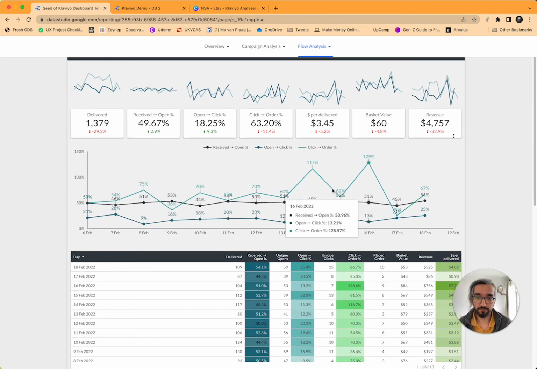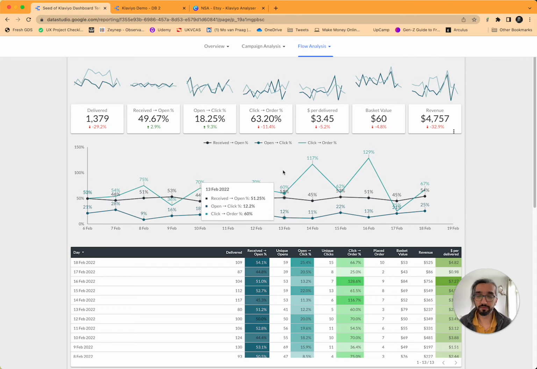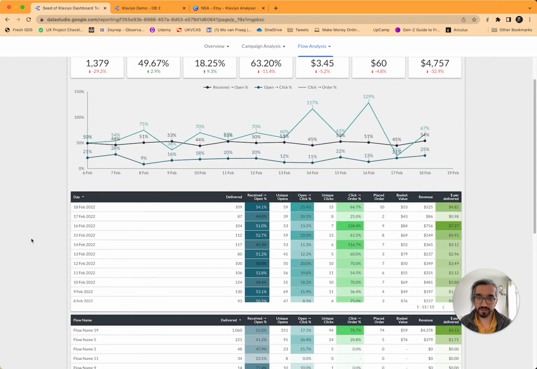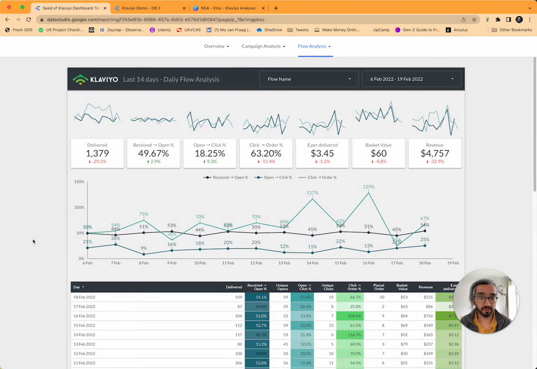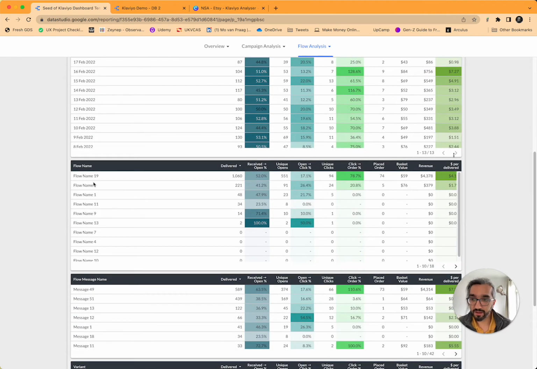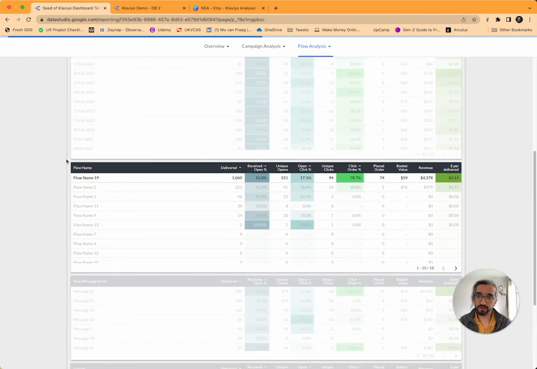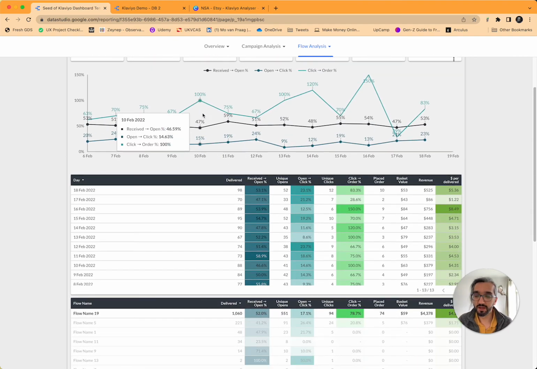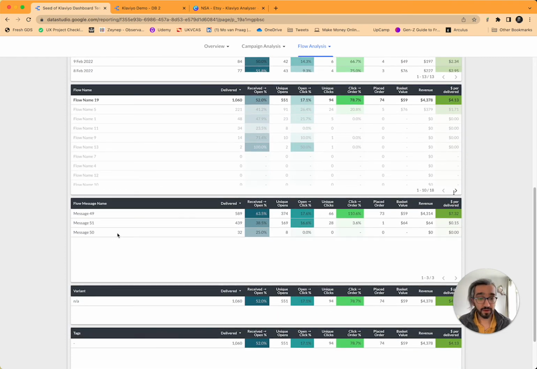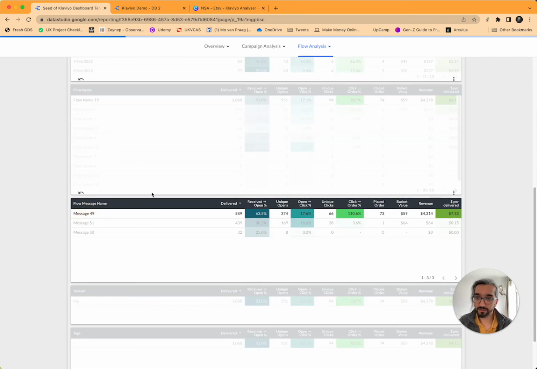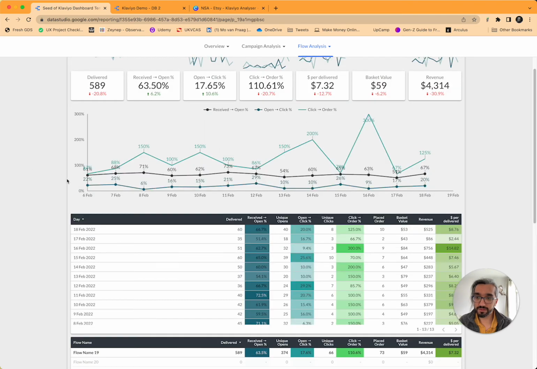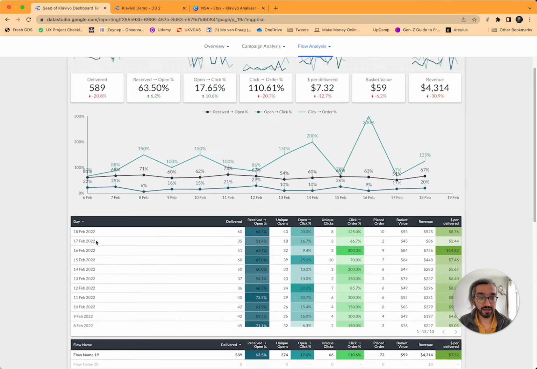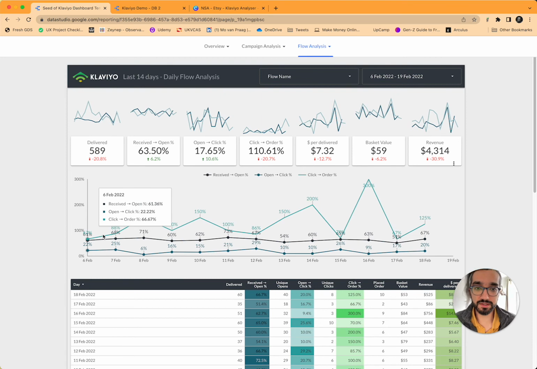And here is a fancy trend line which is very helpful for my own operations. This is the daily flow performance and flow name. Let's look at flow name 19. When I click this flow, you can see this flow's performance, which is, I think, magical. This flow has 3 messages, and when I click one message, I am able to see that message's performance only.